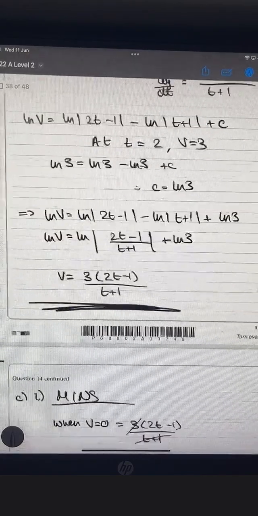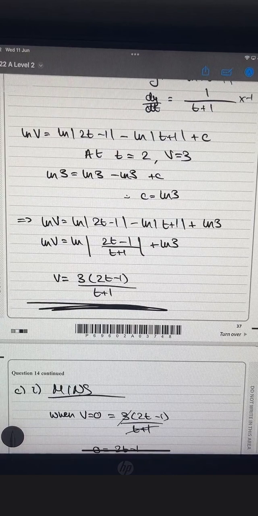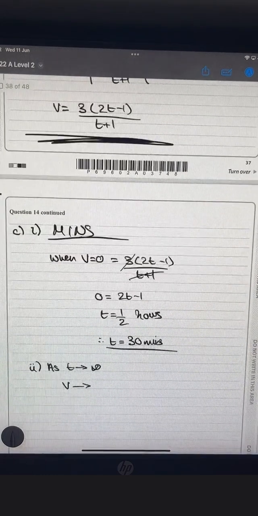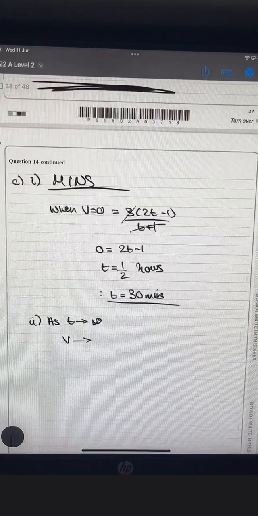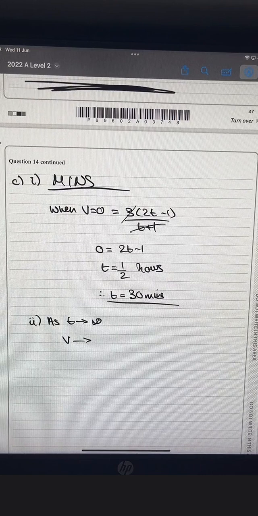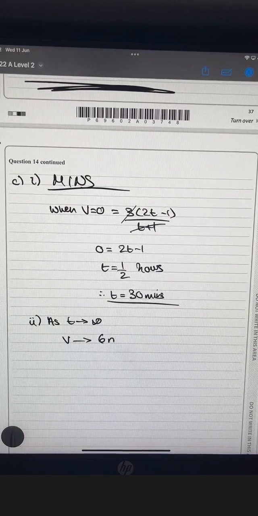I'm just going to sub in increasingly large values of t. So in my calculator, I will put 3 multiplied by 2, let's say t is 100, minus 1 over 100 plus 1, and I'm getting 5.91. Now I'm going to make my t value 100,000, and I'm getting 5.9999. If I make it 1 million, I'm getting 6. It's all going to tend towards 6 exactly, right? So V tends towards 6 meters cubed. Oh my god, my PDF is acting up, it's not letting me write the number 6. So that is the limit, all right? So that is how you would do this question.